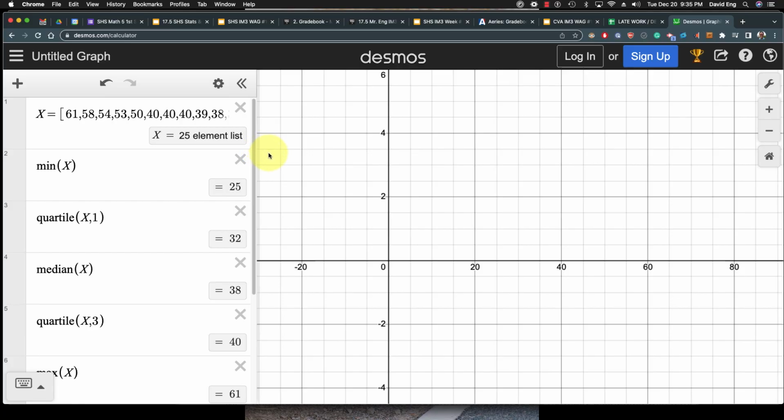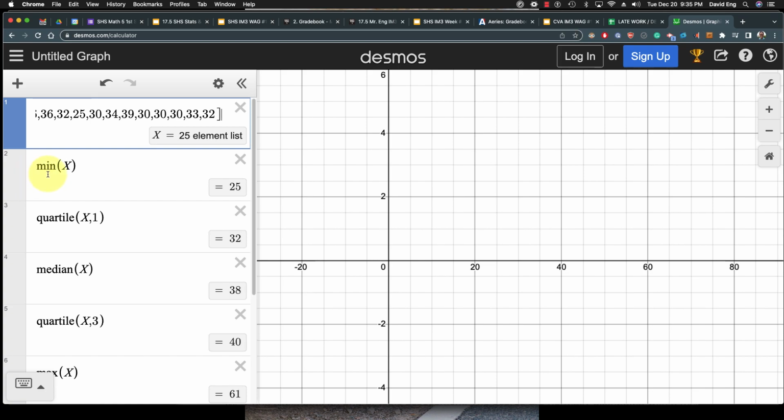All right, let's go over that question about Philadelphia. I went into Desmos here, and capital X equals bracket, not parentheses. I'm typing out the numbers, comma, no spaces, and you know I did that correctly with 25, because it says 25 elements in the list.